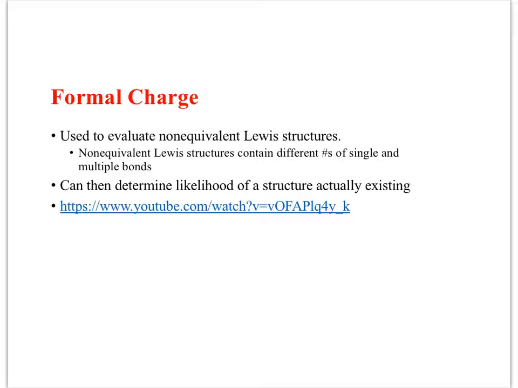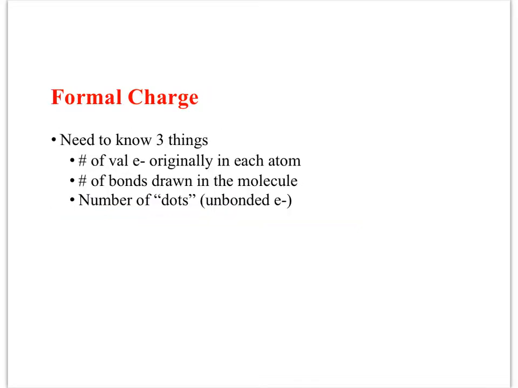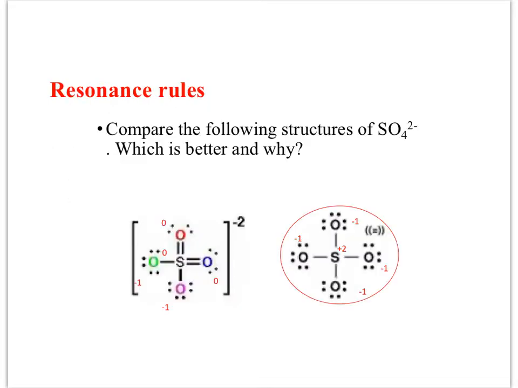So when you calculate the formal charge on each particular atom in a molecule, you can determine which of the molecular structures is most likely to occur. So you need to know the number of valence electrons for each atom, the number of bonds you've drawn in the molecule, and the number of lone, non-bonded electrons.